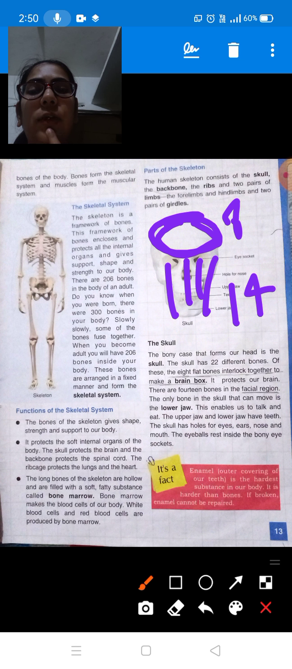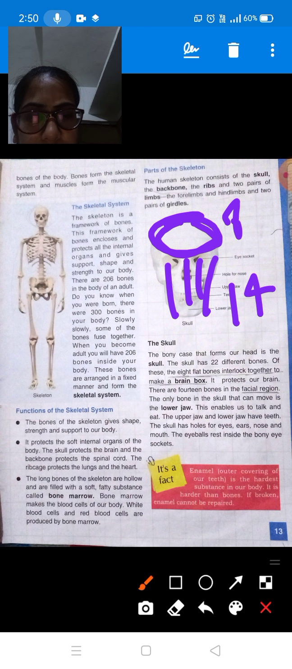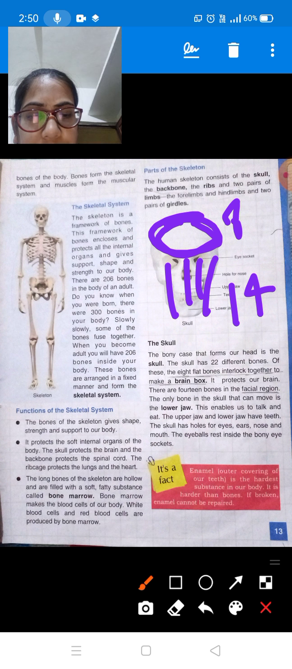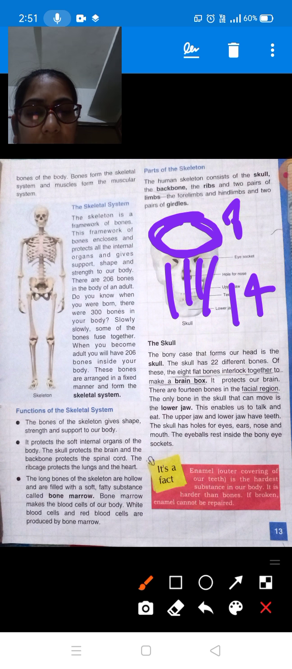Okay, only this bone of the lower jaw can move. No other bone in the skull can move. So the only bone in the skull that can move is the lower jaw. This enables us to talk and eat, because the bone of the lower jaw is able to move, that's why we can talk and we can eat our food. Okay, the upper jaw and lower jaw have teeth.